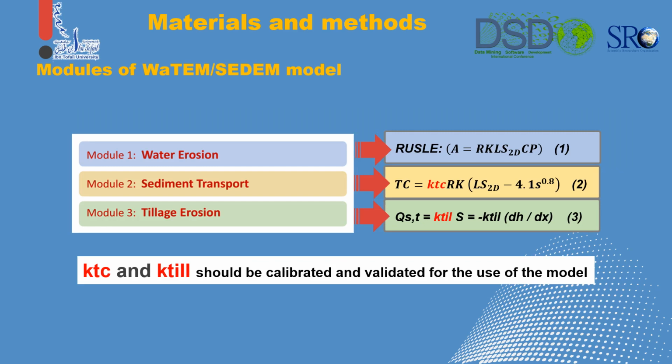This model consists of three modules. The first is for calculating water erosion, the second for estimating sediment transport, and the last for tillage erosion. When we use WATEM-SEDEM, we need to calibrate its parameters KTC and KTL.